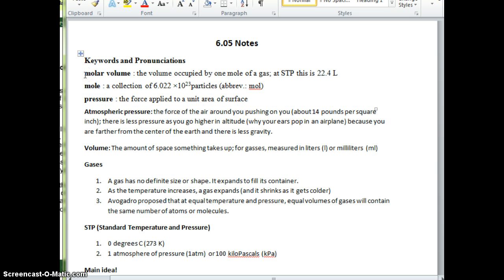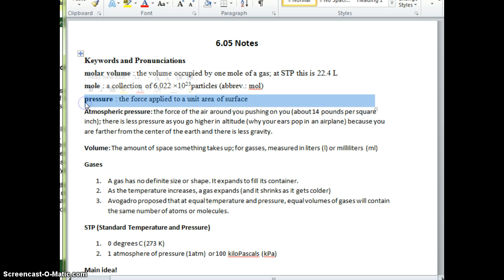So molar volume, the volume occupied by 1 mole of a gas at STP, and remember this is 22.4 liters. So that's the volume of 1 mole. What is a mole? It's a collection of 6.022 times 10 to the 23rd particles, abbreviated MOL.